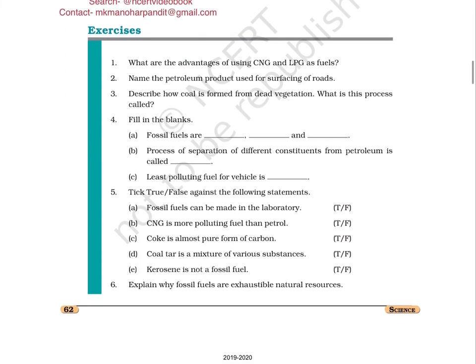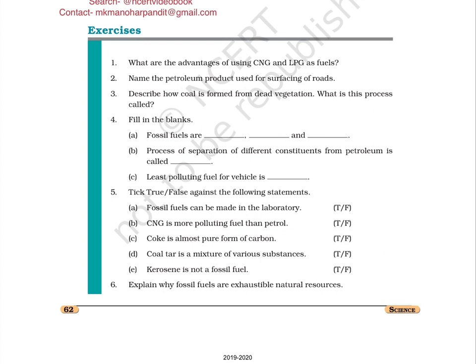Exercises. First, what are the advantages of using CNG and LPG as fuels? Second, name the petroleum product used for surfacing of roads. Third, describe how coal is formed from dead vegetation. What is the process called? Fourth, fill in the blanks. A. Fossil fuels are blank, blank and blank. B. Process of separation of different constituents from petroleum is called blank. C. Least polluting fuel for vehicle is blank.